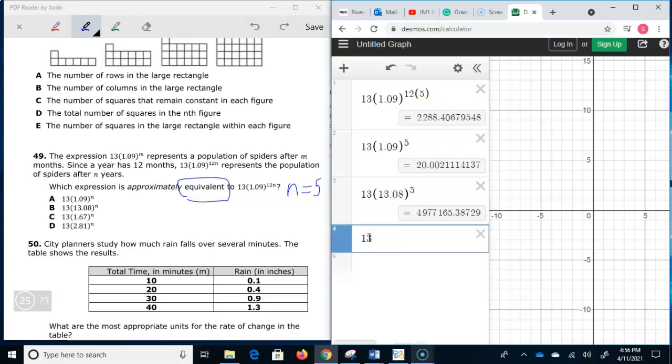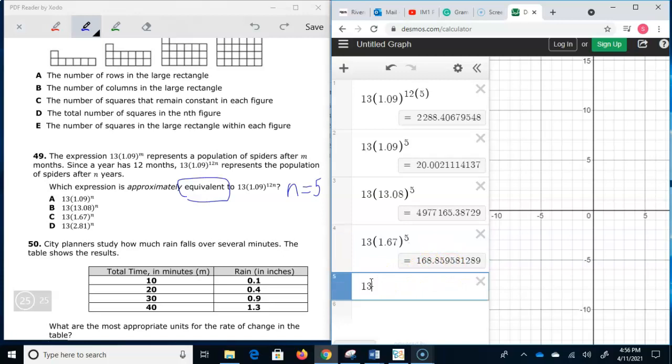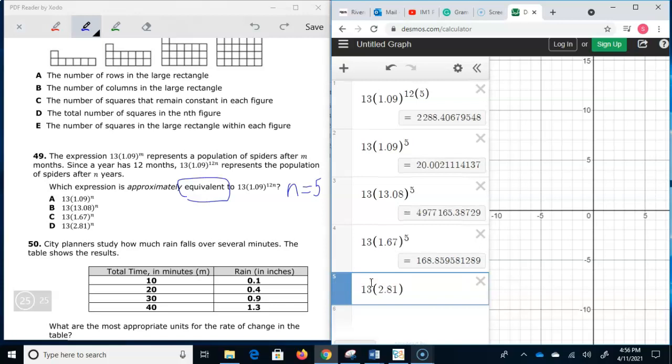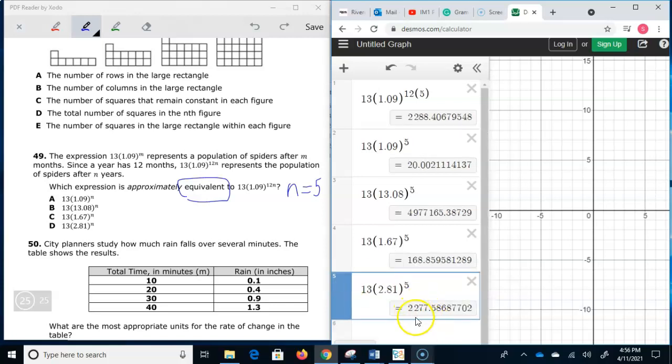If I try C, I put in 13 times 1.67, raise that to the 5th power, and I get 168. Again, not close to what I got on the first one. So now I'm going to try the last one, which has to be it, but we're going to check it just to make sure. If I take 13 times 2.81 and raise it to the 5th power, you'll notice that it says it's 2,277.